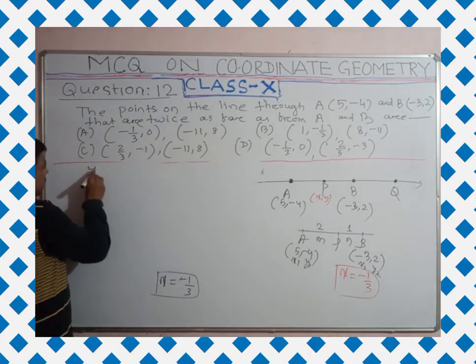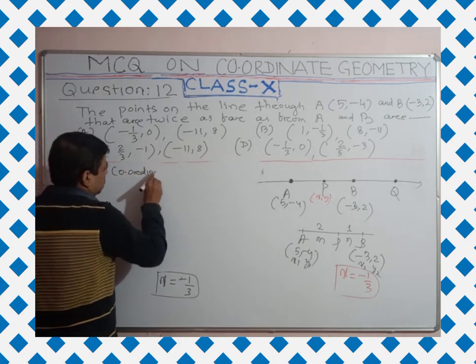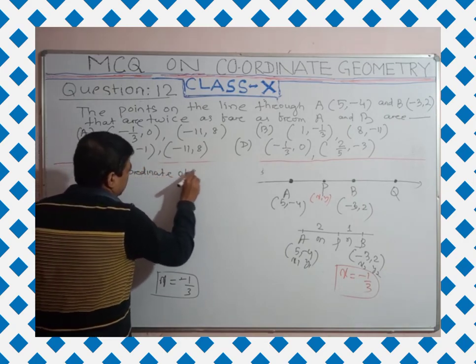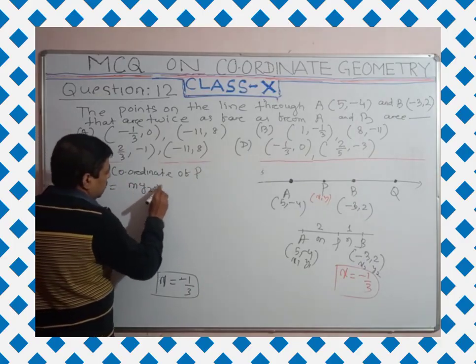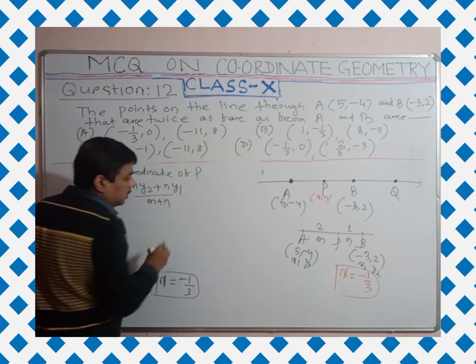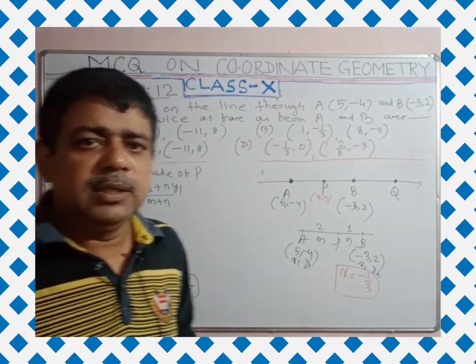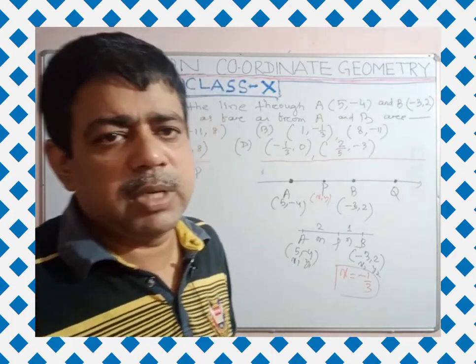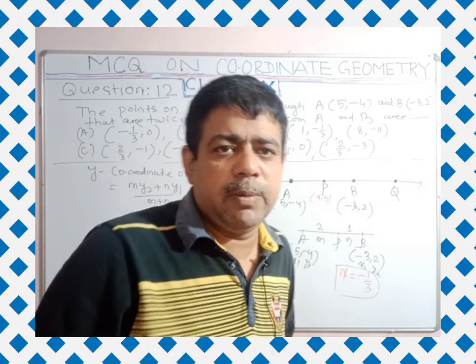Now you see the y coordinate of the point P. What is the y coordinate? You can put the formula my2 plus ny1 by m plus n, all of you know. If the point P divides the line segment AB internally, then its y coordinate is my2 plus ny1 divided by m plus n.